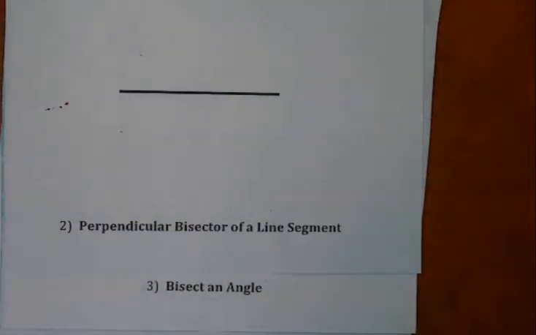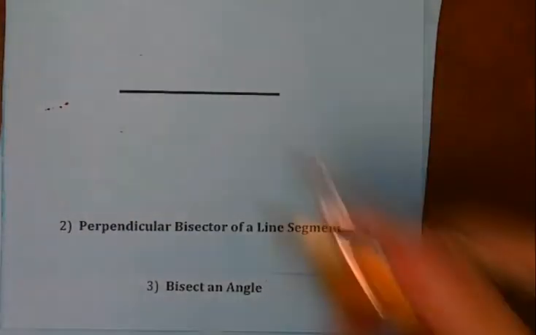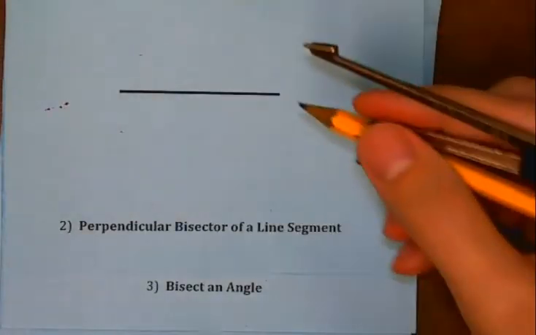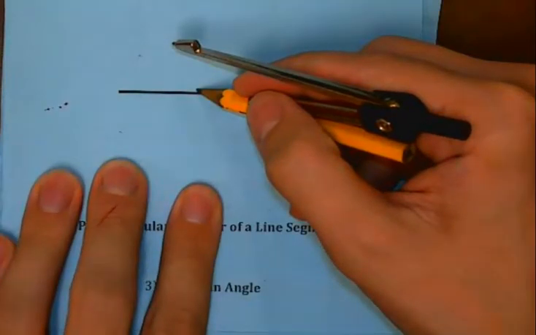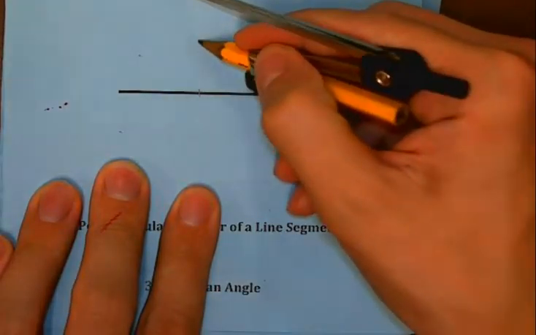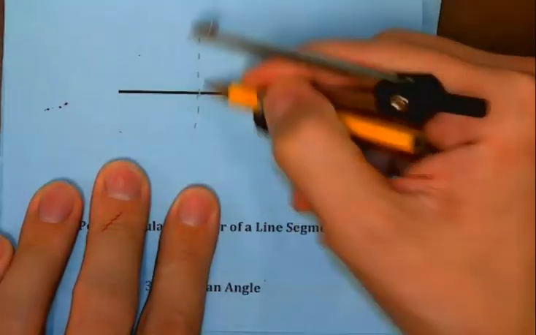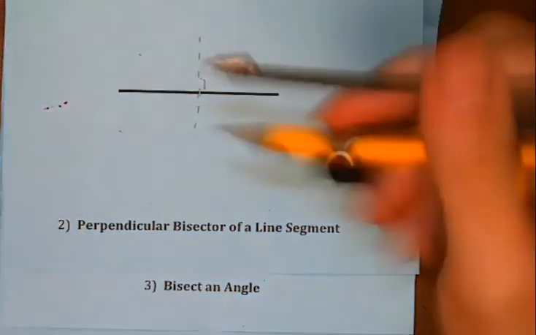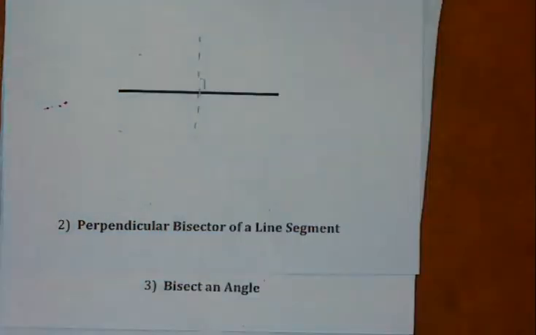Okay, a perpendicular bisector. Bisector means two sections, right? So we're going to try to split this line in half. Just as a guess, half looks maybe around here. It's about half. And it needs to be perpendicular, so it needs to be a right angle. So we're trying to find the actual line, that should look something like that.